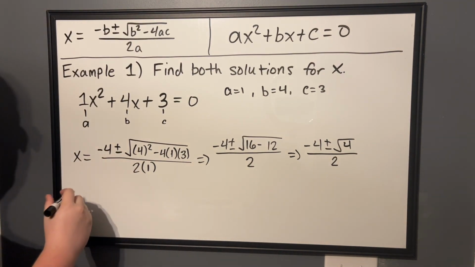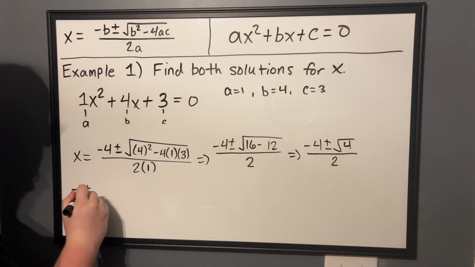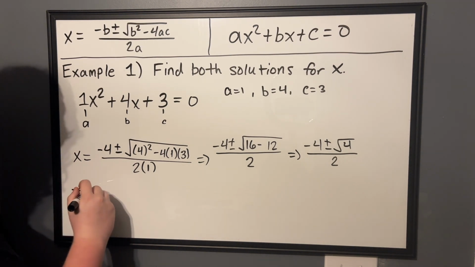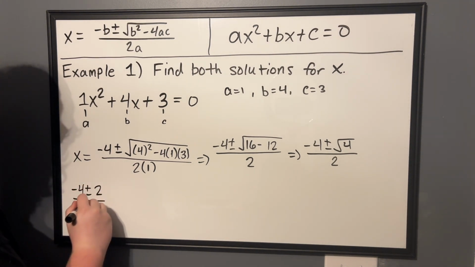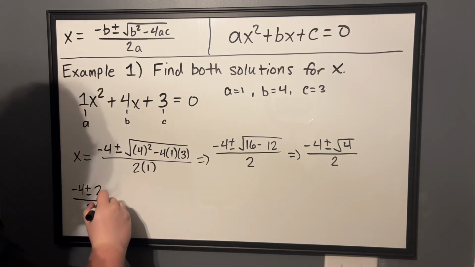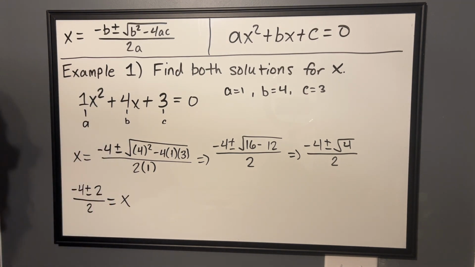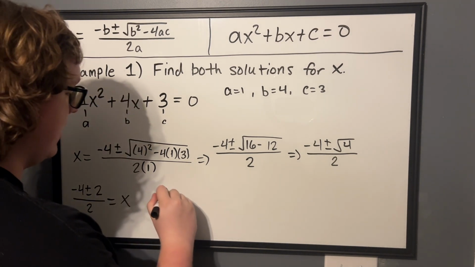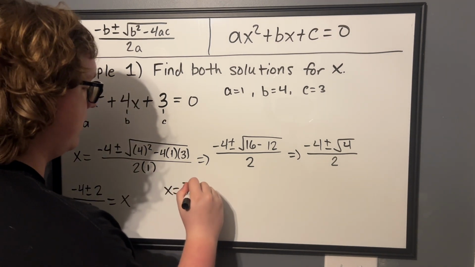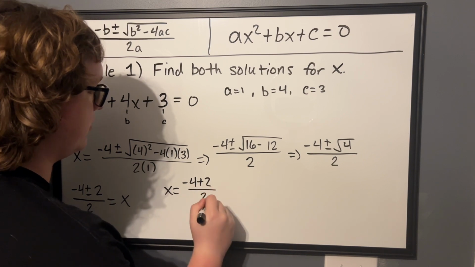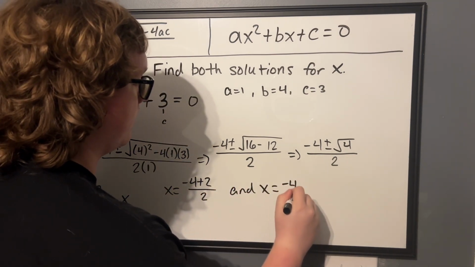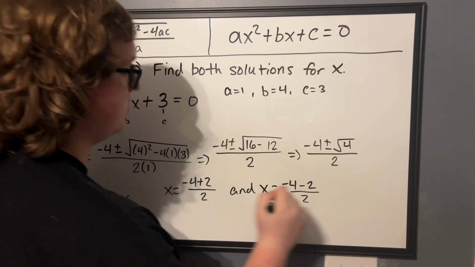So then coming down here, we have negative 4 plus or minus. Now the square root of 4, remember, is 2. So we have negative 4 plus or minus 2, over 2. And remember, these are our solutions for x. So when we finally figure out what these are, we're going to say x is equal to negative 4 plus 2 over 2, and x is equal to negative 4 minus 2 over 2.